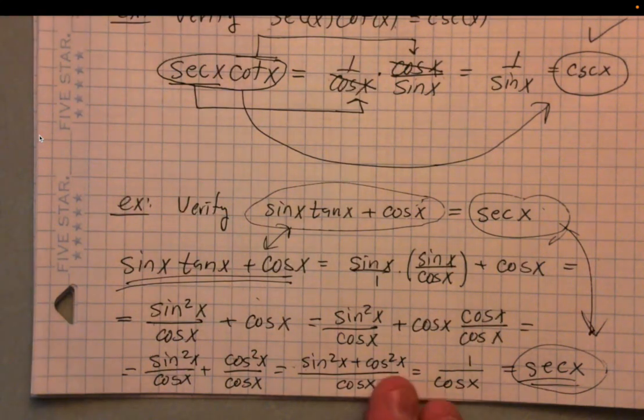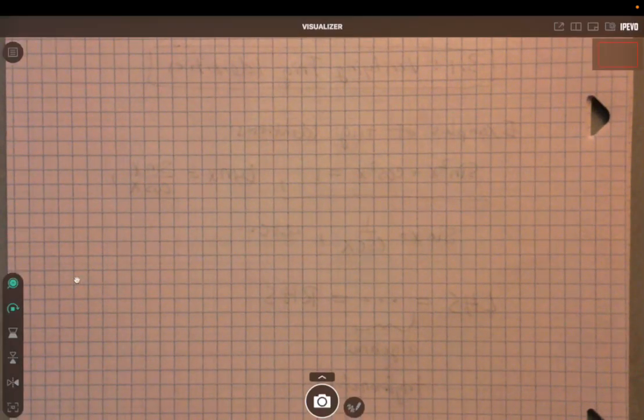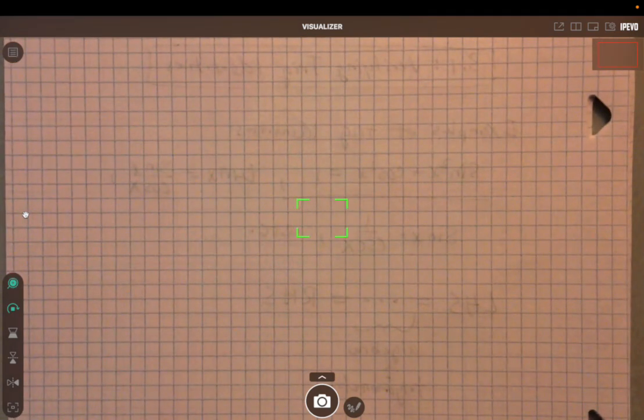All right, very good. In this lecture, we're just going to go through a handful of examples and try to establish some level of comfort with this whole concept, and also introduce some techniques that are common to trig identity verification. So let's do another example.